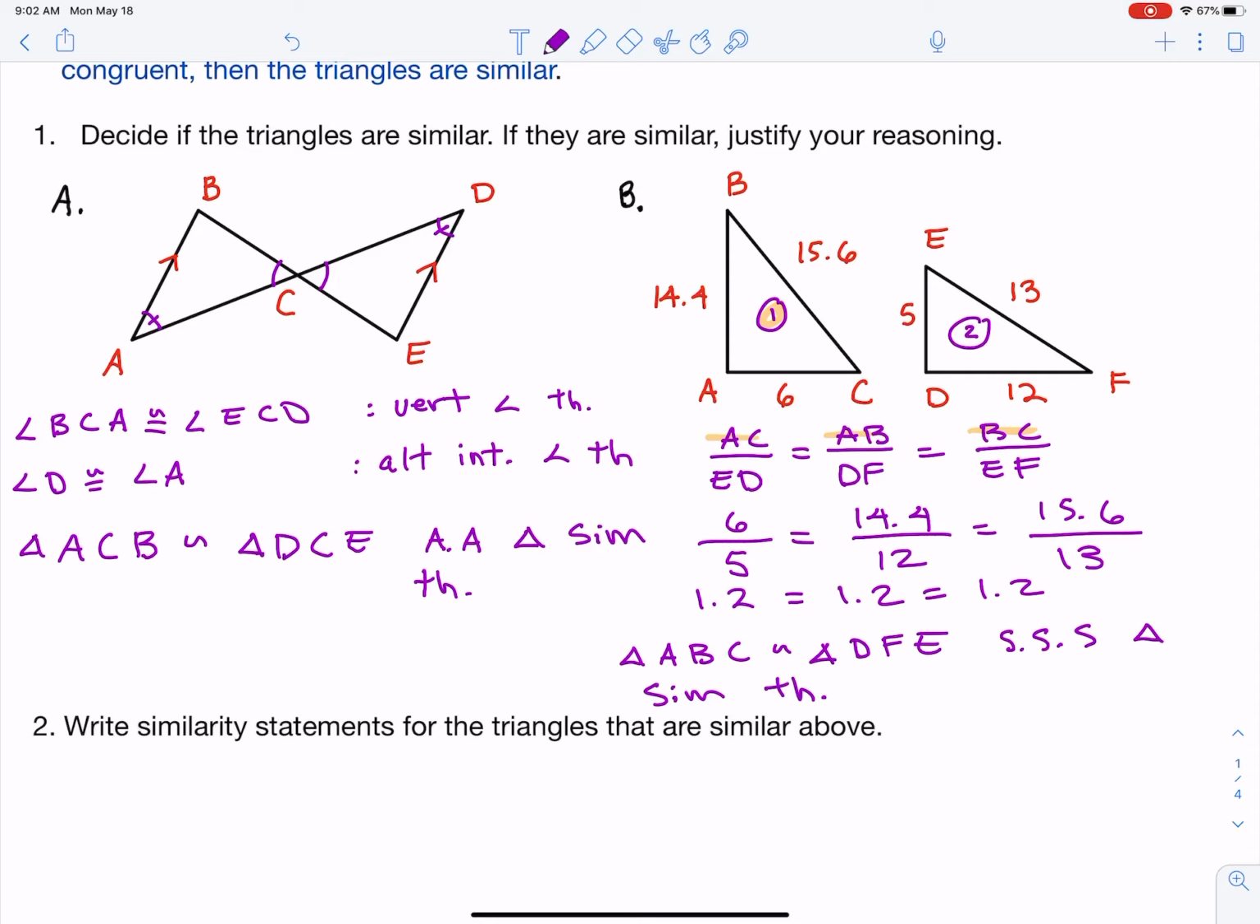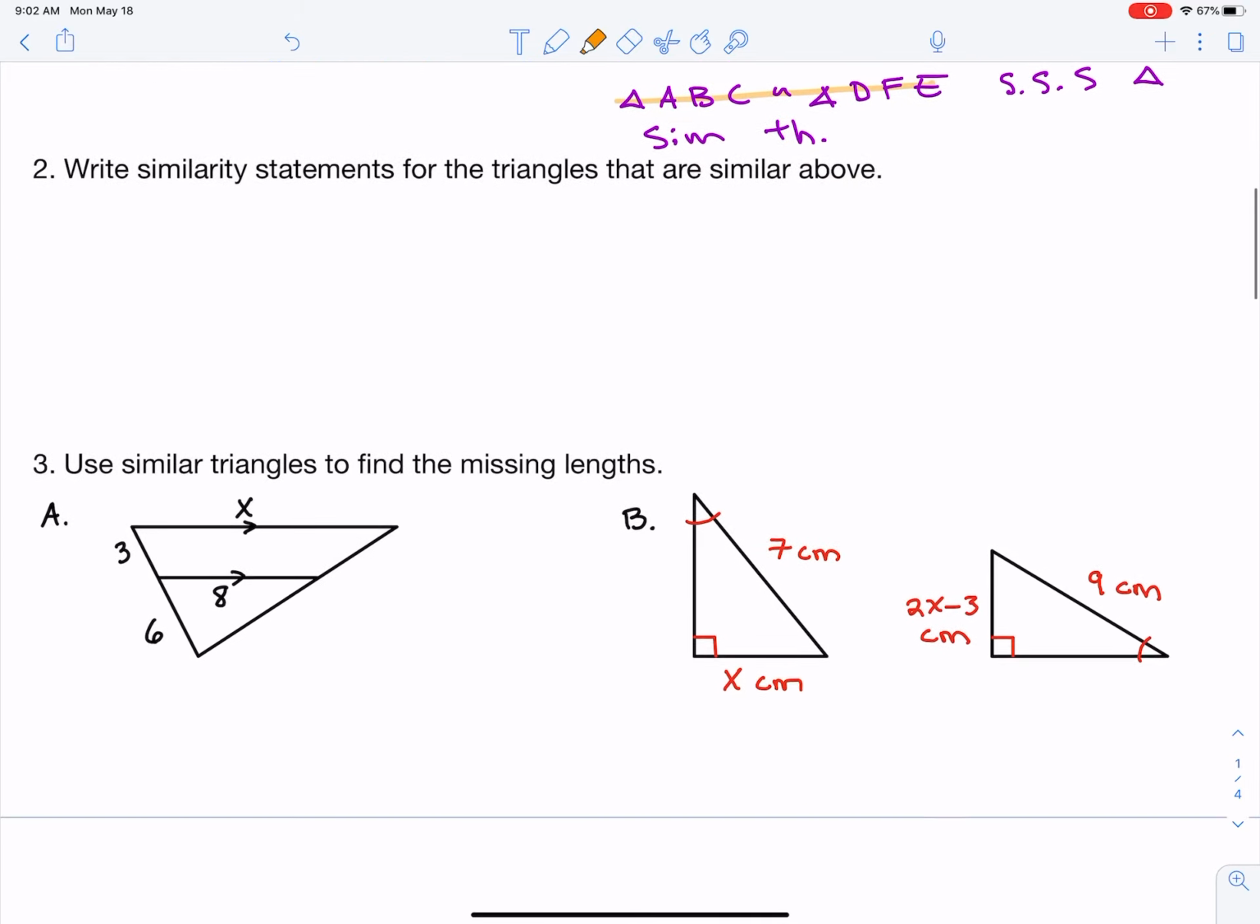Okay, so again, that takes care of questions actually 1 and 2, because number 2 was asking for the similarity statement. And again, this is the similarity statement. These two things right here are the similarity statements. And then number 1 was asking us for our justification. Okay, and we have that. So actually number 1 and 2 are both done. Okay, let's move right along.